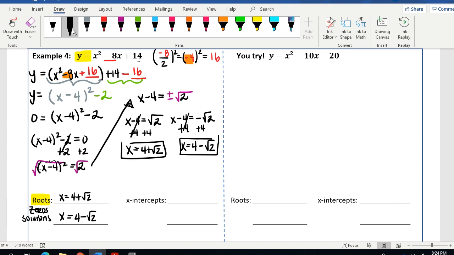All right. To change them to x-intercepts, we want to plug them into the calculator and get the decimals. So I've already done that. So your decimals are going to be 5.410 for one of my solutions and 2.590.